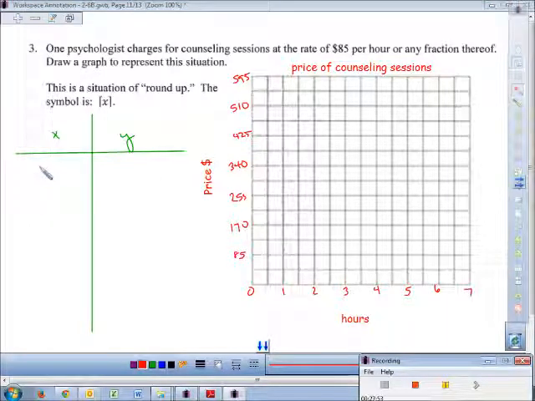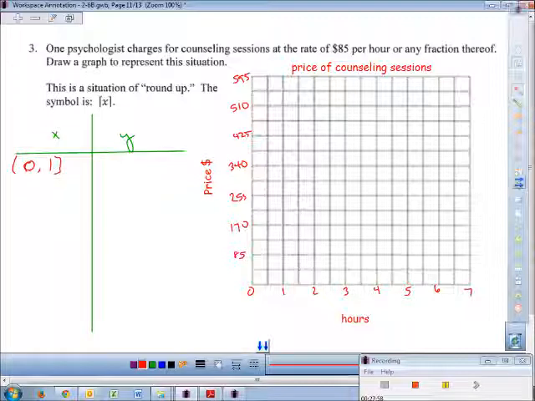What's the number you want to start with right here? 0 to 1 hour. Remember, x is hours. What if you were in there from 0 to 1 hours? But which one is included and which one is not included if this is a round up situation? Give me the included one, the one on the right. This guy is not included. You with me on that?